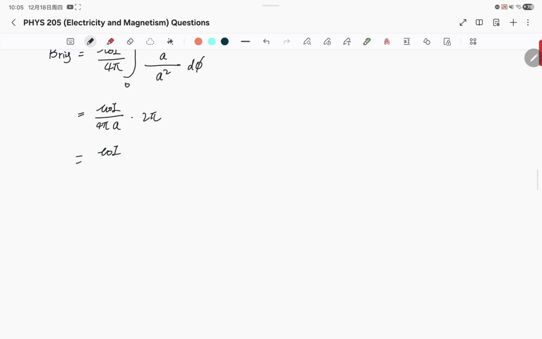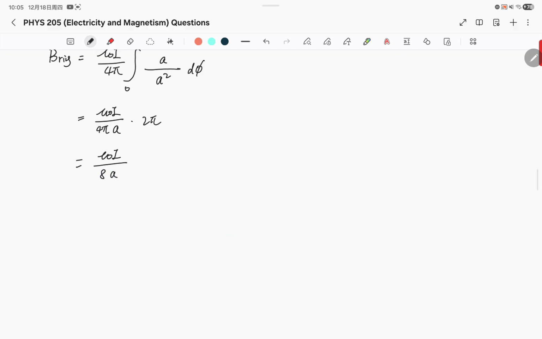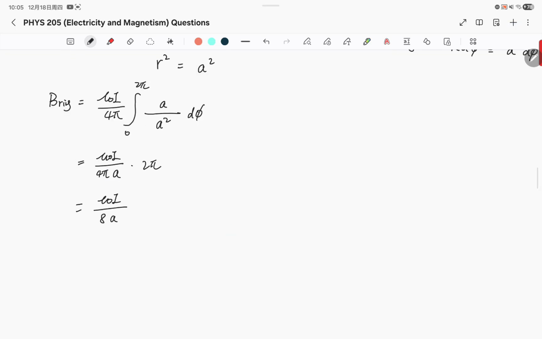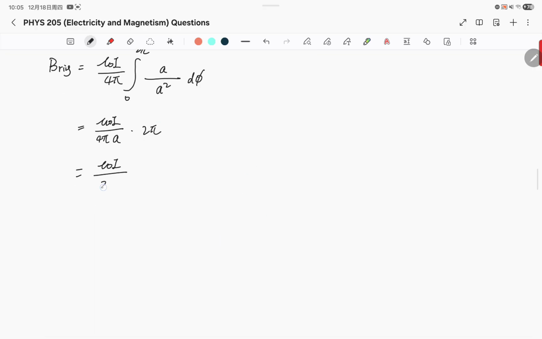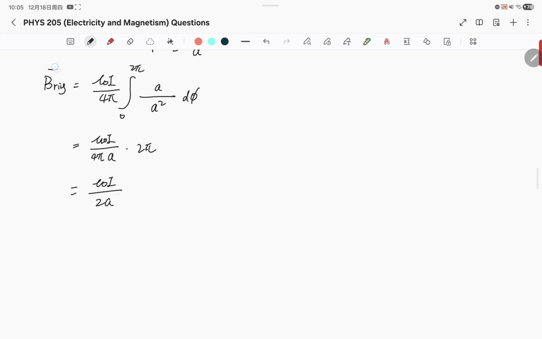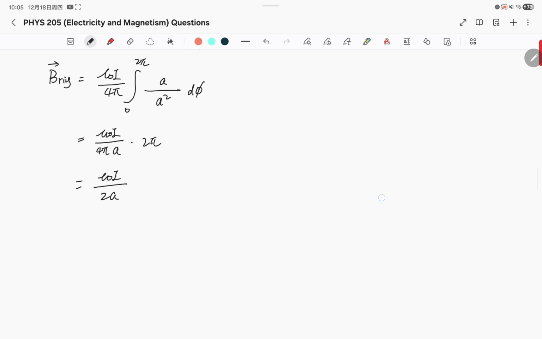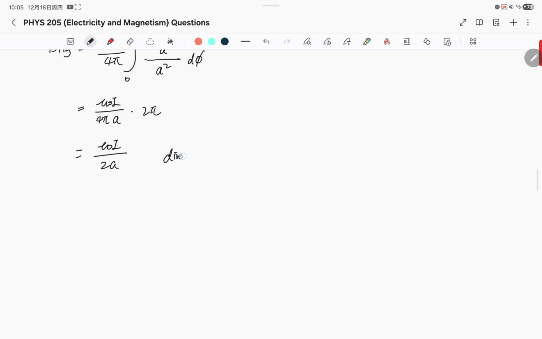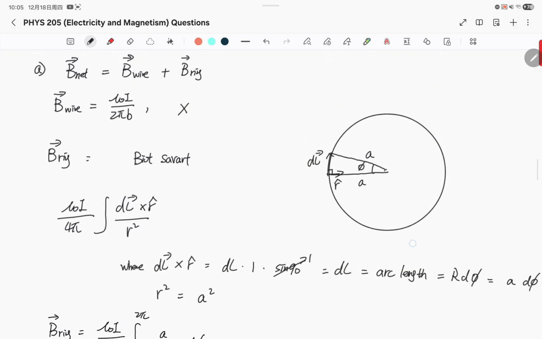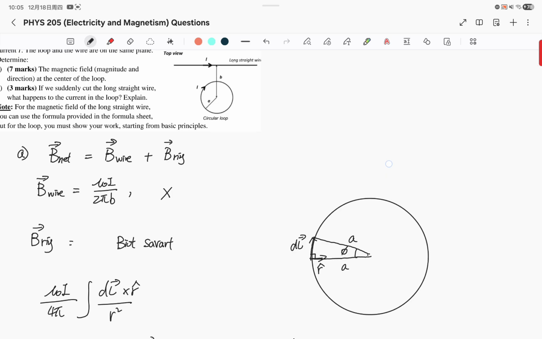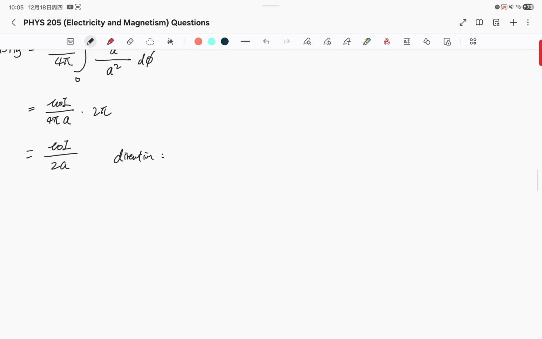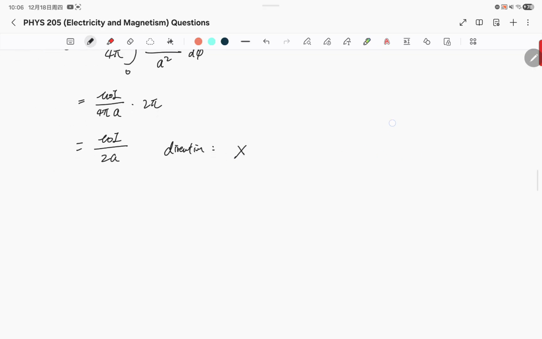So this gives me mu naught I. Pi is gone, so 8A. No, actually this is not 8A. It is actually 2 cancels out 4, so we got 2A. And what's the direction? Let's add this vector symbol. So direction, use your right hand rule. Current flows counterclockwise, so your thumb points into the page. Into the page. Okay, so A is done.